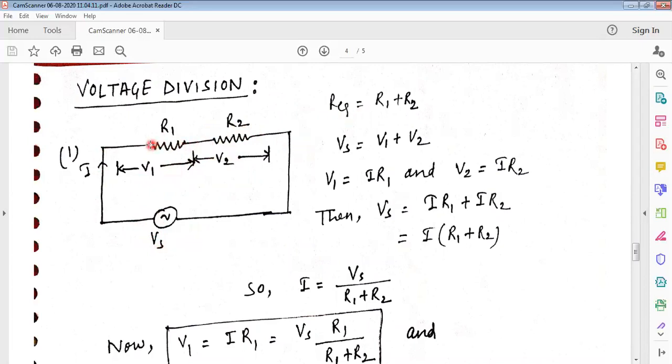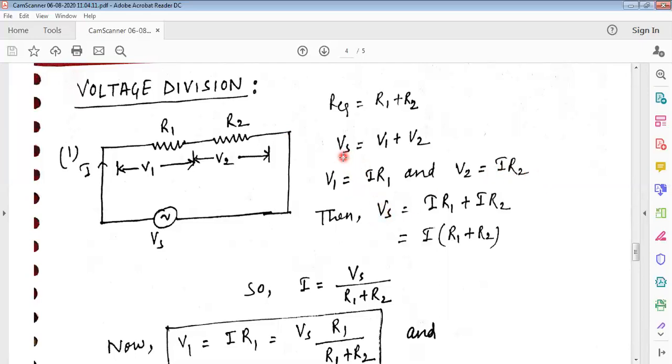So here, if these two resistors are connected in series, the equivalent resistance will be R1 plus R2, and the total applied voltage is equal to the total drop. That is KVL. So because of KVL you can write Vs equal to V1 plus V2. Now what is V1? V1 is the drop across R1. So V1 you can write as I into R1, because current is flowing, I, and resistance is R1. Similarly, V2 will be I into R2. Clear?